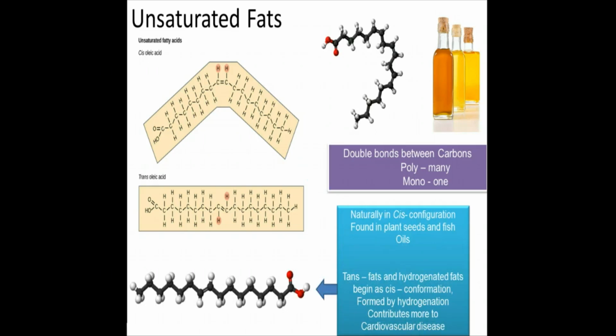Trans fats, on the other hand, are fats where you still have a double bond, however the hydrogens are on opposite sides. This is due to the hydrogenation process, where naturally occurring cis fats are hydrogenated. Part of this process is to make them saturated, and also we get trans fats out of this.